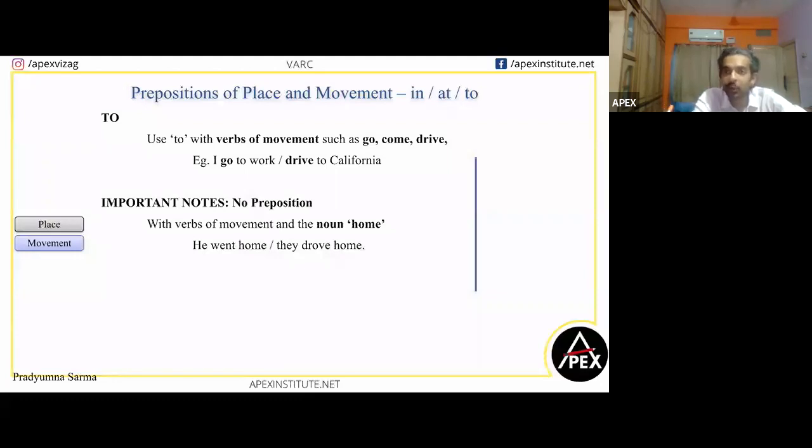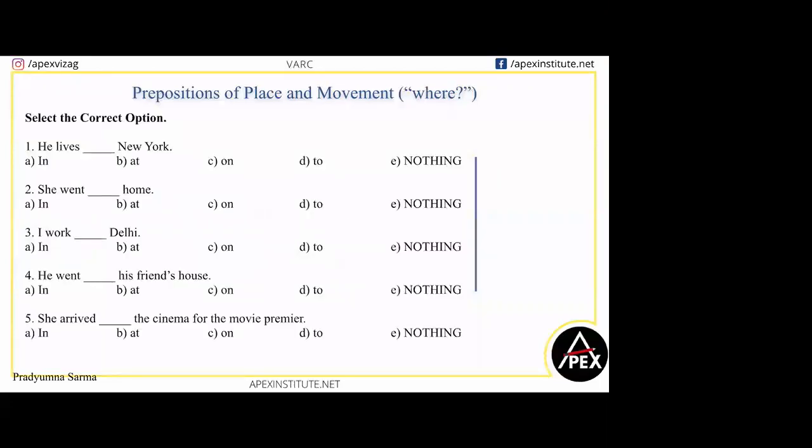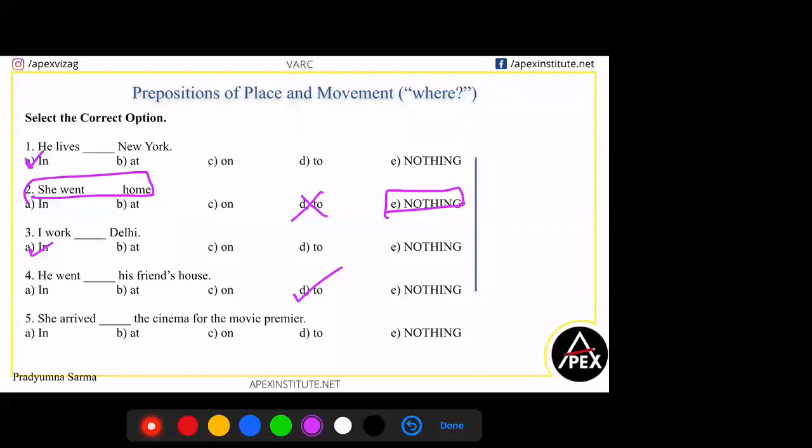Someone asked me that doubt. Is it clear now? I assumed it would be "she went nothing home", so I thought that. No, I meant "she went home". There is no addition over here. Okay, sir, that's it. Yeah, okay, that's all I thought. Okay, good, no problem.